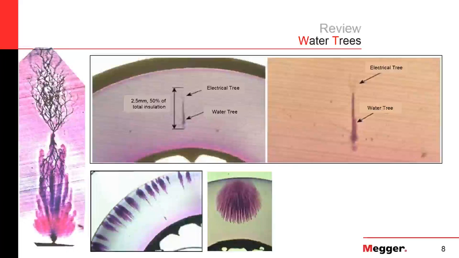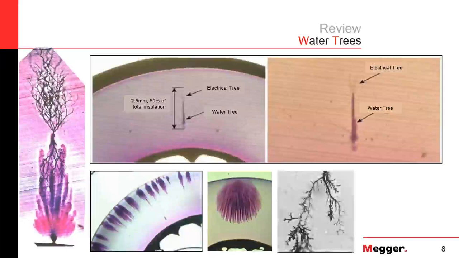And what you notice about the water trees is that they're a very dense construction. They're very dense and very straight. And when we compare that to an electrical tree, like we picture here, the electrical trees are much more branching, much more sparse. The other key difference here is that electrical trees have carbon deposited on the channel walls there. And the carbon, of course, is semiconductive, where the water trees don't have a carbon deposit.